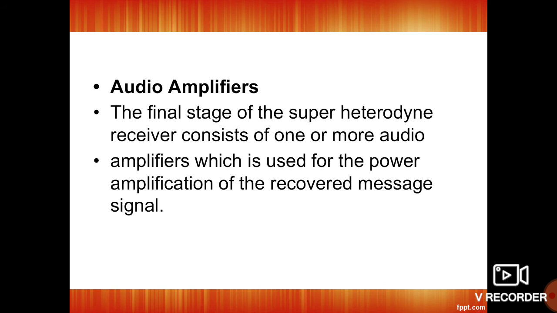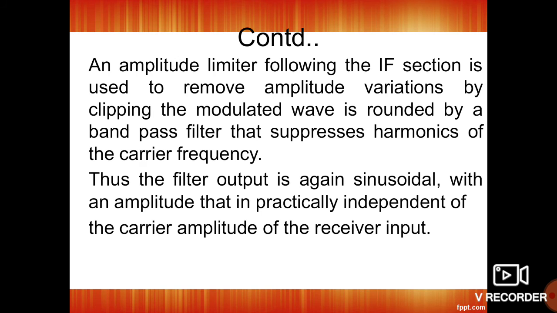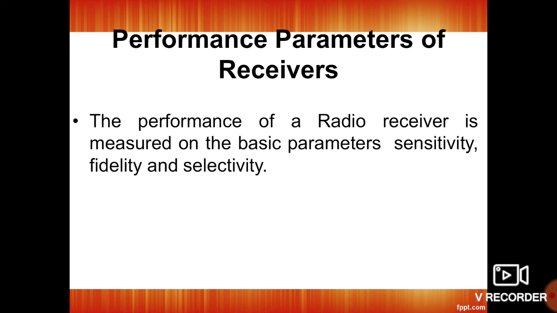The audio amplifiers, the final stage of the superheterodyne receiver, consist of 2 or more audio amplifiers used for the power amplification required for the detector signal, which is very weak, that is to amplify it. An amplitude limiter is also there, in FM as distinct from AM superheterodyne receivers, used to limit the input to the discriminator. This amplitude limiter, followed by the IF section, is used to remove the amplitude variations produced in the signal.